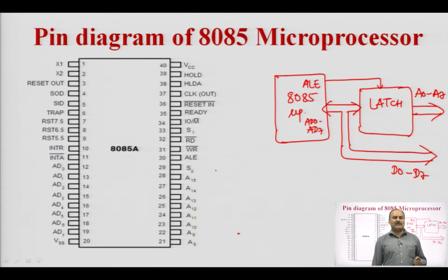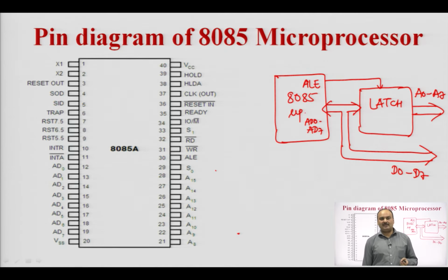In order to synchronize the operation of slower peripherals, the microprocessor uses the ready signal. So, ready is an input signal to the microprocessor. The microprocessor will check the status of the ready signal. If the ready signal is low, the microprocessor will wait for the peripheral device. When the ready signal is high, the microprocessor will start communication with the slower peripherals connected with the 8085 microprocessor.